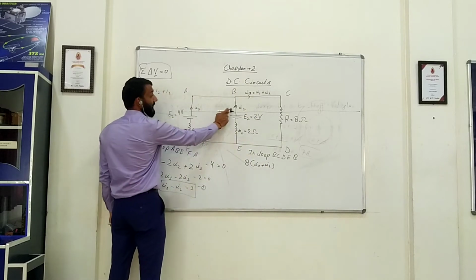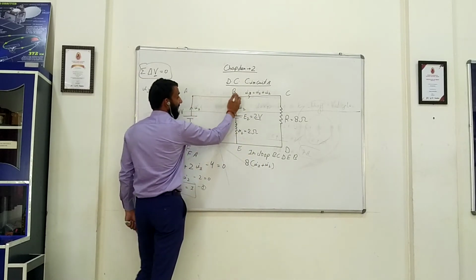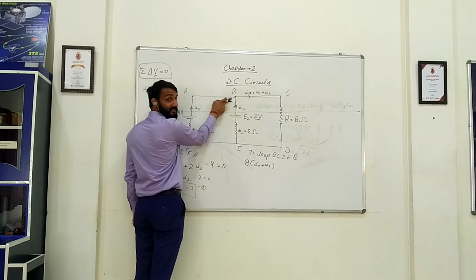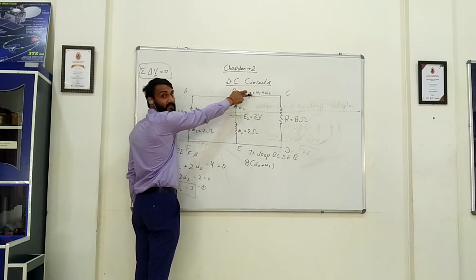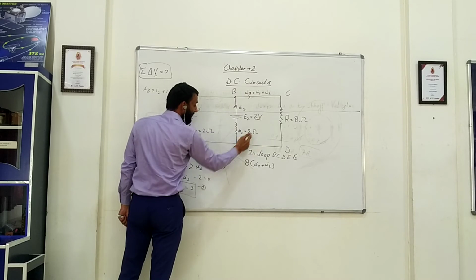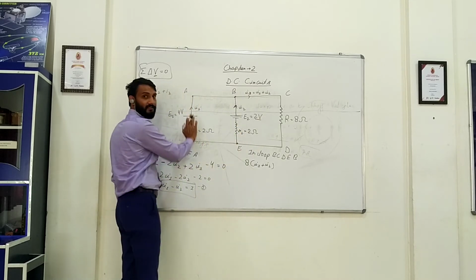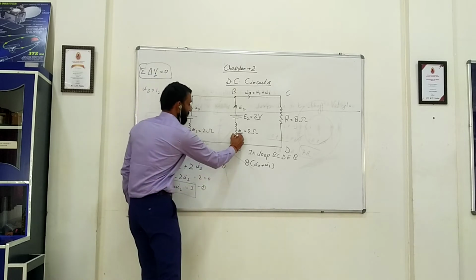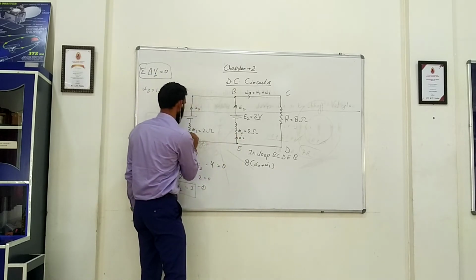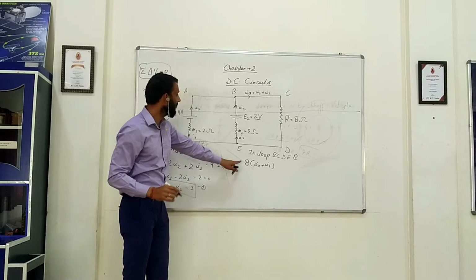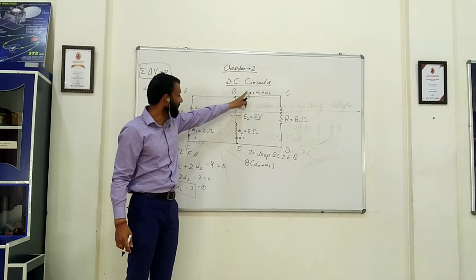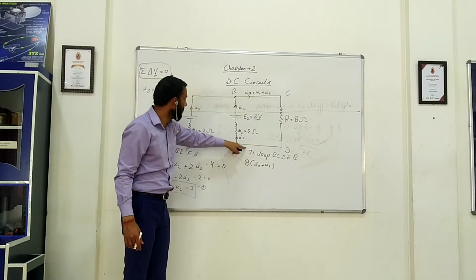I1 is coming, I2 is coming. This I1 and I2 meet at this junction and they form I3. And when it comes back, I2 goes back and then I1 goes back. So this is the arrangement. So here I2 is there and here I1 is there. 8 into I1 plus I2.